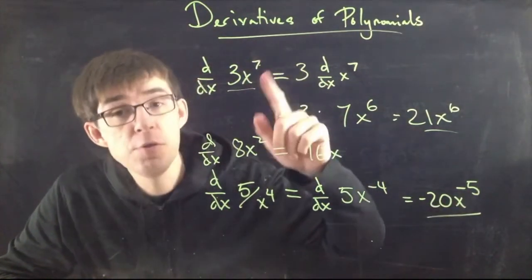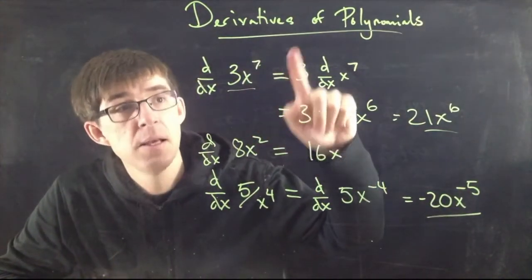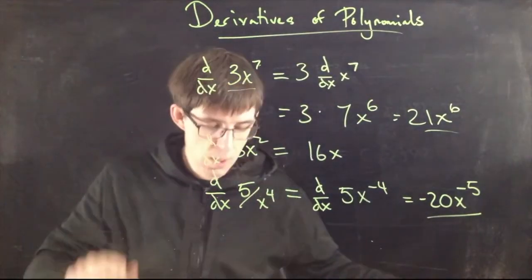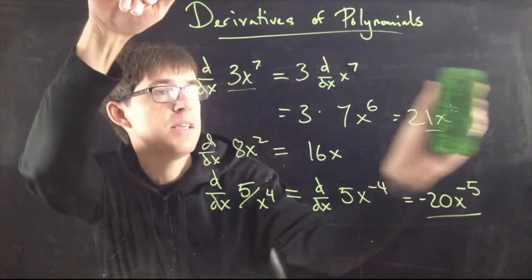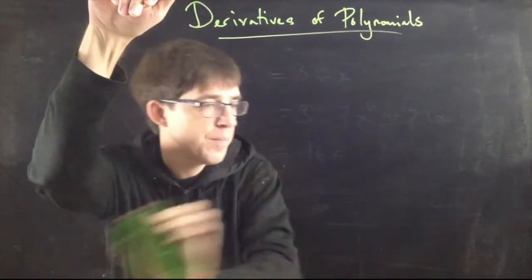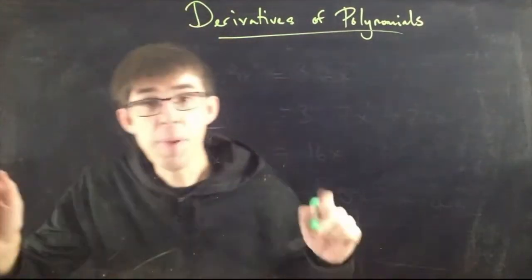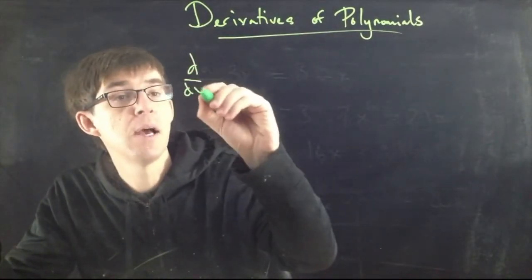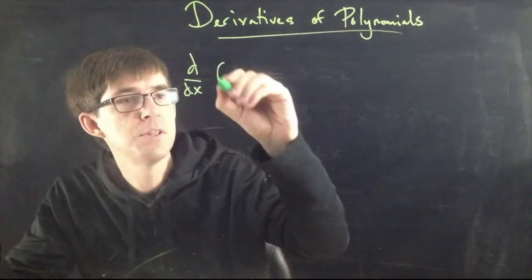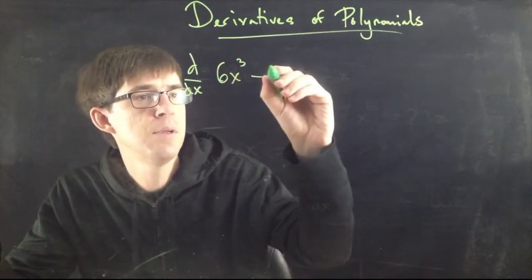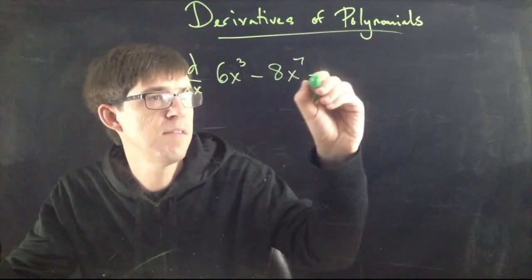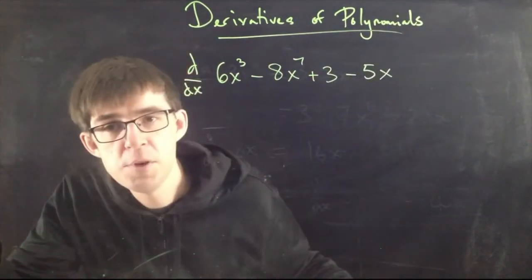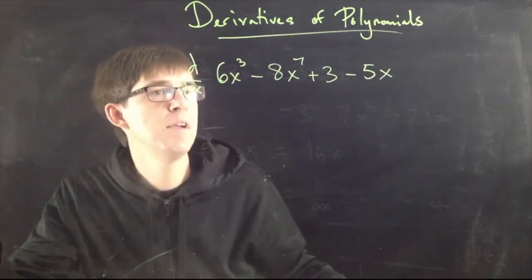So you can now do any power of x with any coefficient in front of it. All right, this is the constants rule. And the addition rule makes this even better. If you pair that with the addition rule, you can do any polynomial now. How about this? How about derivative of, let's just say, 6x cubed minus 8x to the 7 plus 3 minus 5x. Can we do this polynomial, the derivative of everything?